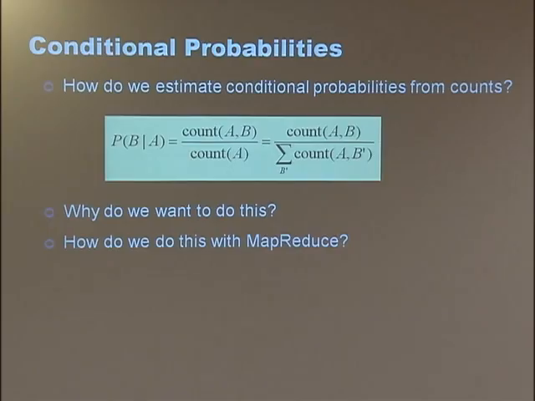All right? Okay, so why do you want to do this? Well, because absolute counts are not what you want to work with, because words occur with different frequencies. Some words are just more common than others, so think of it as normalization. And so the question is how you do this with MapReduce.